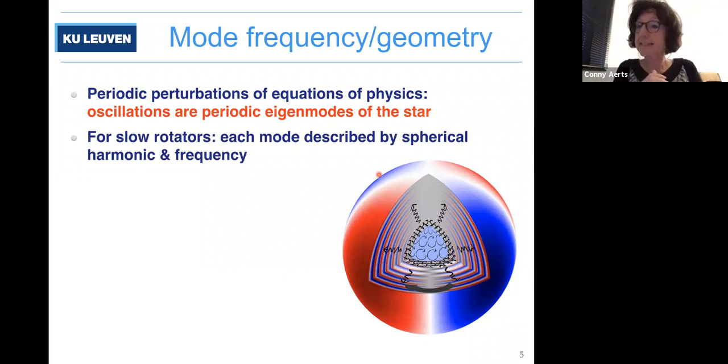In that case, if your star is a slow rotator, then you can describe each of these eigenmodes by a spherical harmonic. And that's what you see on the graph here. This is a spherical harmonic of degree two. There are two white bands. These particles don't move during the oscillation. The red and the blue ones do. Red is moving away from you. Blue is coming towards you. And so you see the surface pattern of this mode and the interior pattern described by the number of nodes in the interior of the star, which you cannot directly see, of course, because that is what's happening inside.